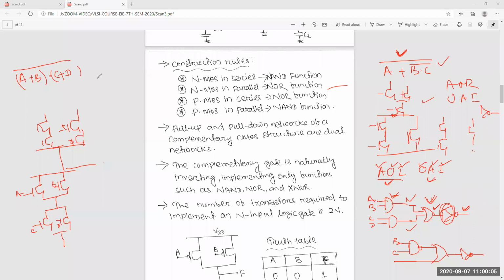Like an AND gate, this is A dot B. So what have you done? At the end of that circuit, you have connected one inverter, because by default whatever circuit you get is inverted, that is either NAND or NOR. So if I want to get an AND gate, you have to connect an inverter, and for an OR gate, you also have to connect an inverter. If I do not give this bar here, then you have to implement it and give an inverter at the output.